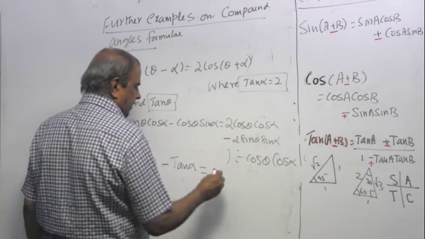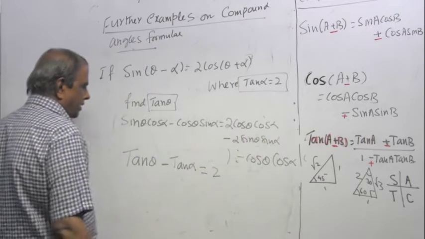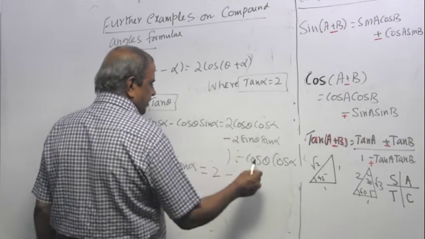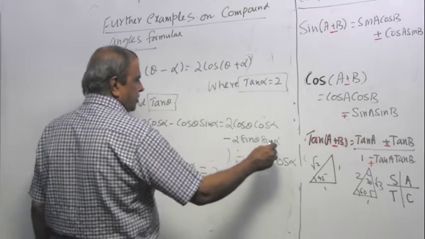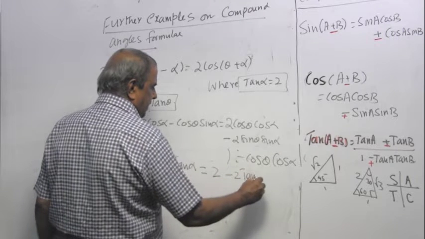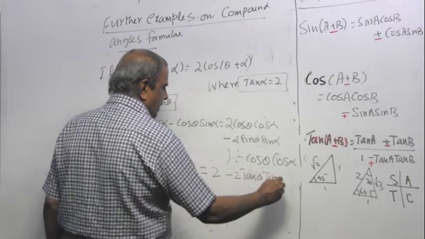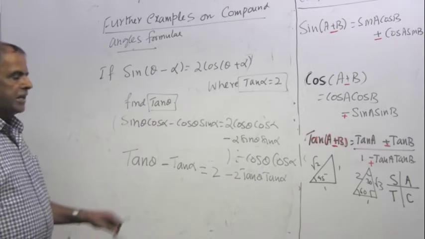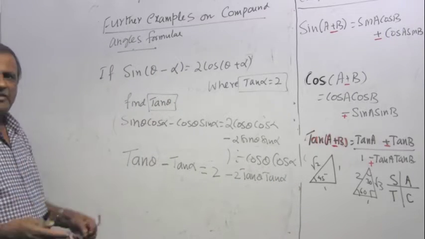On the right side, cos alpha cancels. I am left with 2 minus sin theta divided by cos theta, which is tan theta, and sin alpha divided by cos alpha, which is tan alpha. I have that answer. So now, even though the question had sin and cos, I managed to get everything in terms of tan. That's a standard technique.